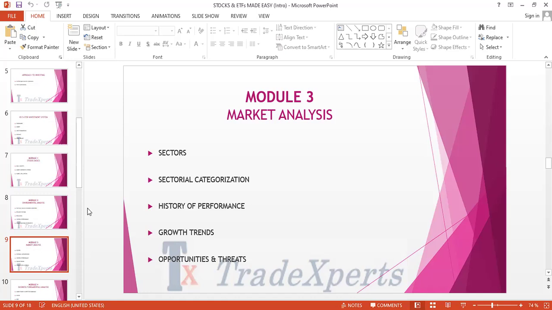And when you're analyzing the sectors, what you want to be looking out for is the history of performance, one. The second thing you want to be looking out for are the growth trends. So when we are talking about growth trends, where exactly is growth happening? Now, as much as the banks have been doing well, the banks are not really growing that much. So that is talking about Nigeria.